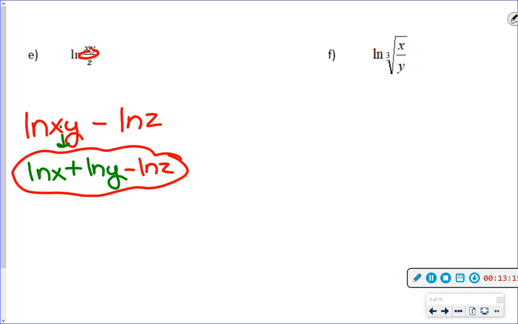Now, again, I don't like the root. We can't have a root. So right away, I'm like, ooh, that's a 1/3 power. So I'm just going to rewrite it as 1/3. Some of you might skip that. Now, you've got some choices here. You could apply the 1/3 to x and y, but it really doesn't do anything for me. Or I'm just going to move it right away and use that power property and drop it down in the front.